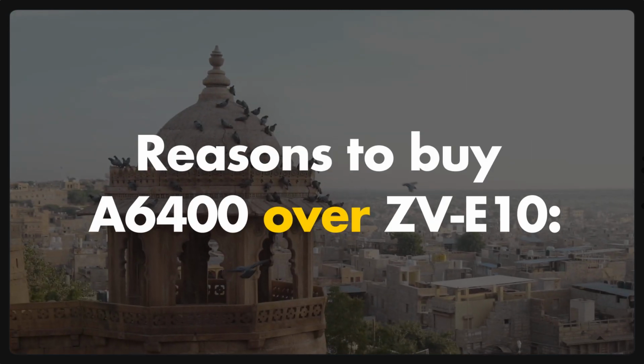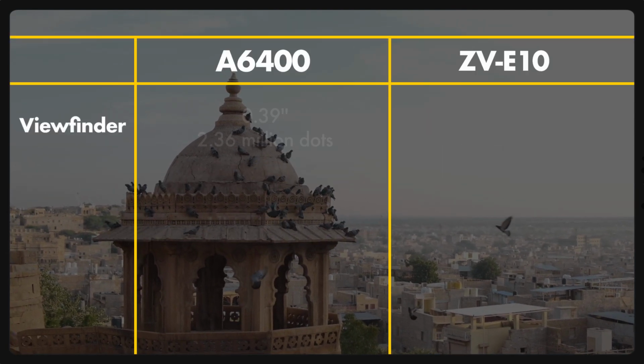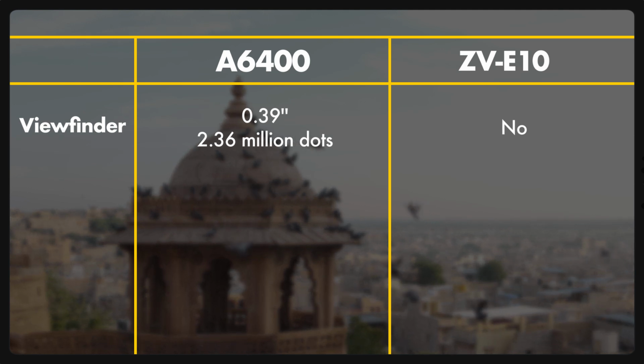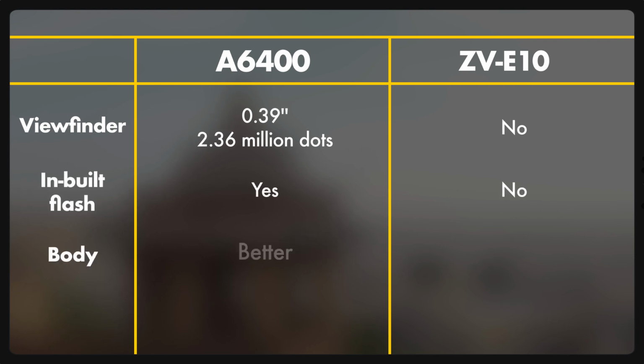Whereas on the flip side, the reasons to choose Sony A6400 over ZV E10 are a 0.39-inch viewfinder with 2.36 million dots, whereas there is no EVF on ZV E10. An inbuilt flash, and an overall build quality of the body. If these 3 things don't matter much, then ZV E10 is the one you should go with.